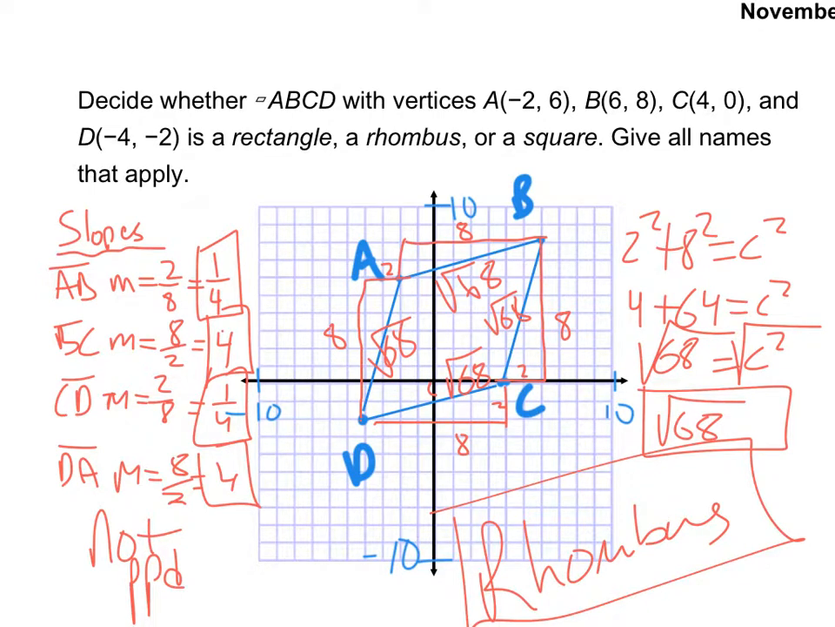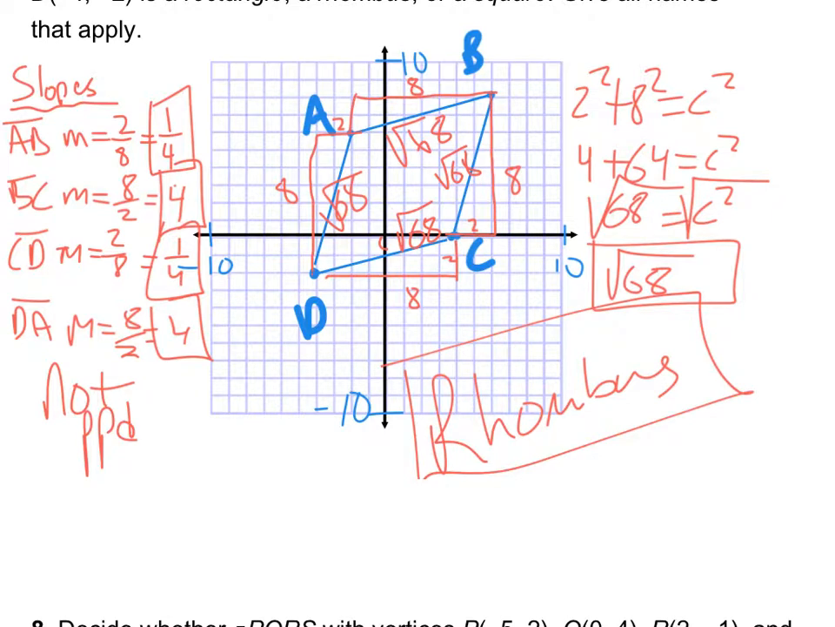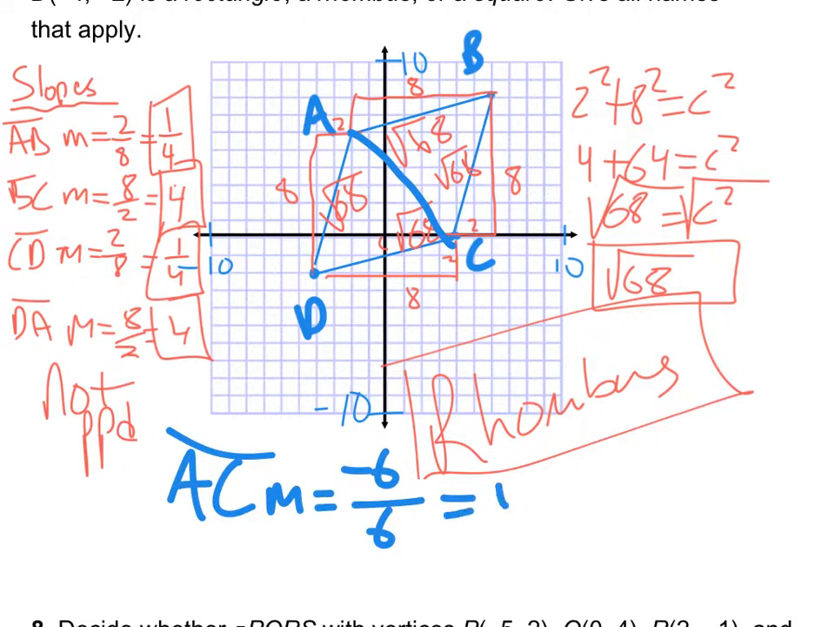We could have also shown it by looking at the slopes of the diagonals. Let me show you that one real quickly. If we want to look at the slopes of these guys, let's do that here. If we look at AC, the slope of AC going right through here is, I'll let you count that, but it's going down 6 and over 6, which is -1. So we're going down 6 over 6, that's -1.